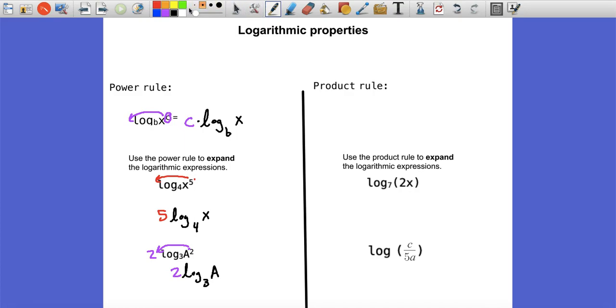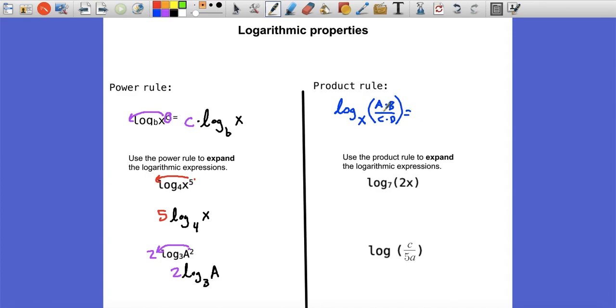This one's a little more complicated. So here's the product rule. If you have log base whatever, let's just call it log base x. Could be log base anything. Of a times b over c times d. So essentially you have things written up top, things written on the bottom. When you go to expand this, the way you can write it is as follows.